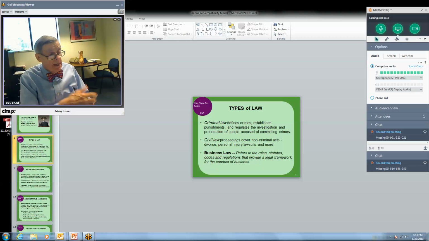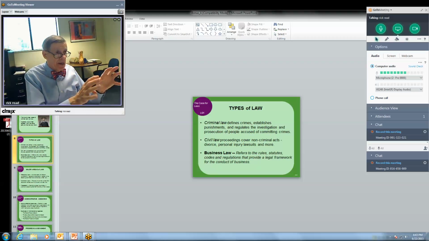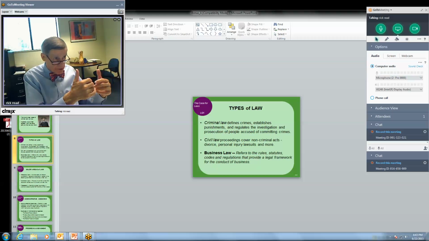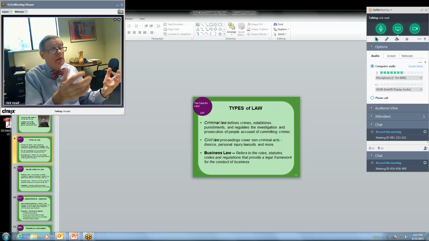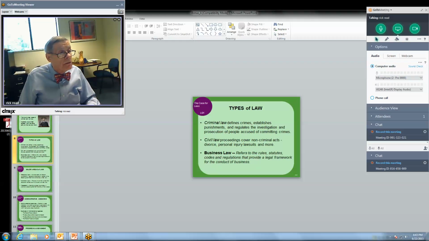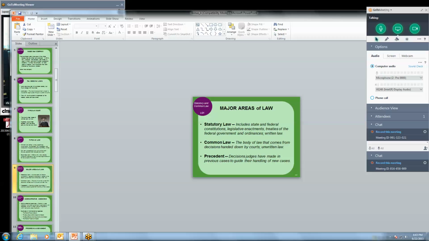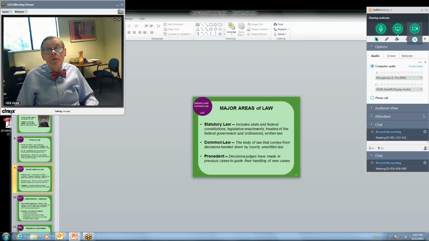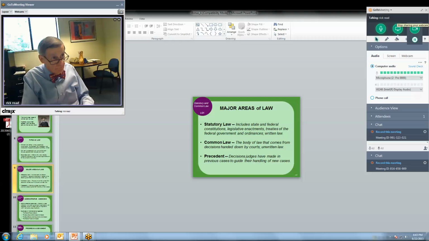Then we have things called business law. These are the things that, notice here it talks about, pardon me, statutes and codes that provide, as the slide says, the framework that allow businesses to conduct business and to do so appropriately within defined rules. We have three different types of law. We have statutory law, common law, and then precedent.